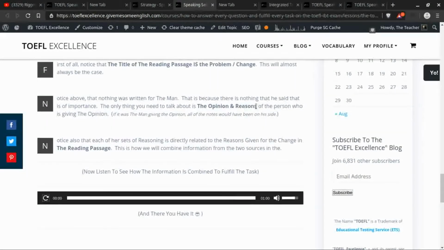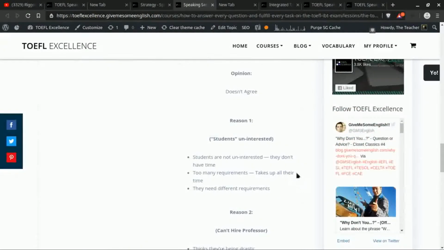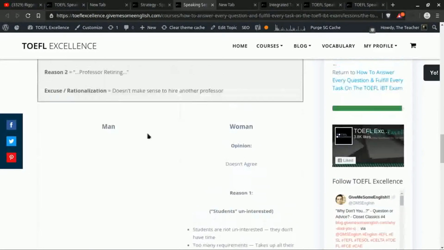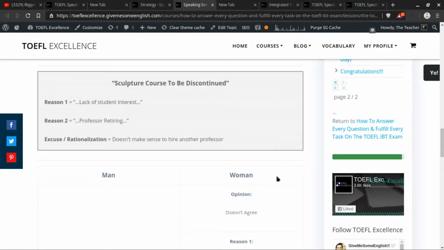So when you give your response, and of course you will be practicing with a timer because you only have 60 seconds to give your response, but then you would just use this information to give your response. So it could be something like this.